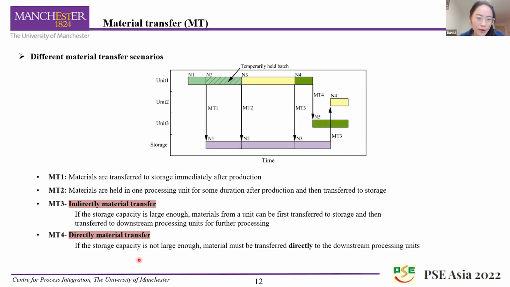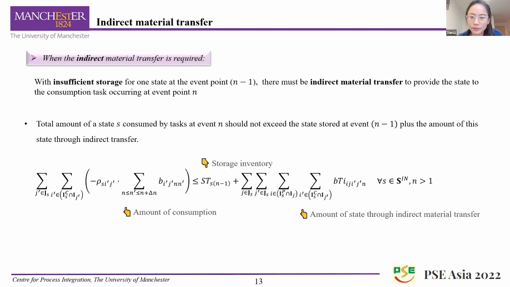The definition of indirect and direct material transfer is to handle the sequencing relations between the related production and consumption tasks. The indirect material transfer between a production task and its corresponding consumption task is required when there is insufficient storage at the previous event point. These constraints express that the total amount of a state consumed by the task at the event point should not exceed its inventory level at the previous event point, plus its amount through the indirect material transfer.